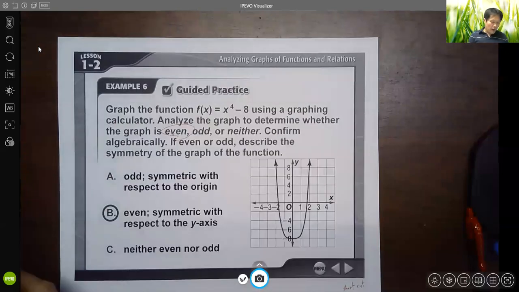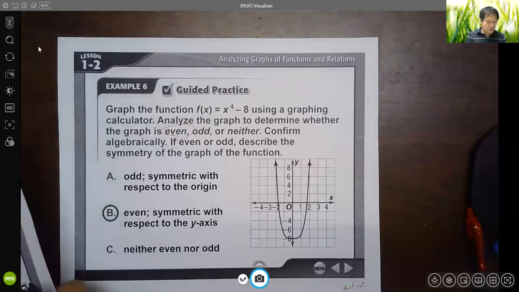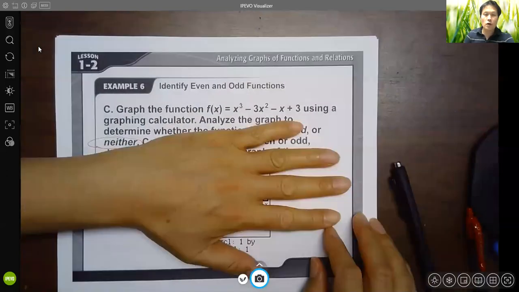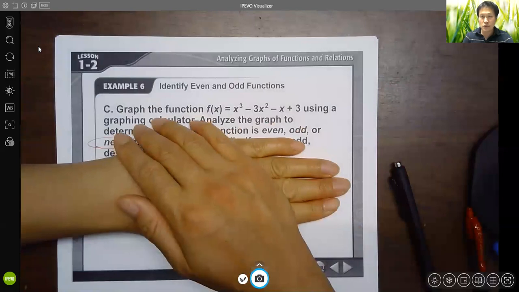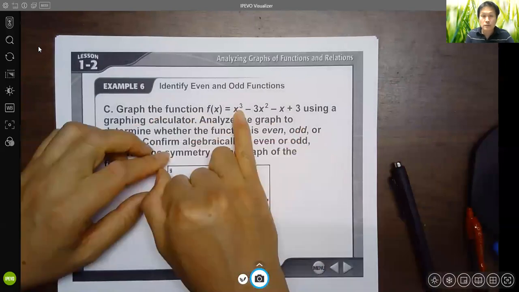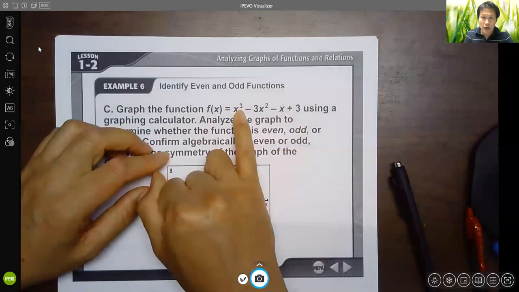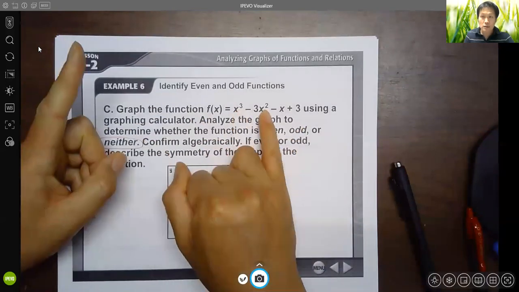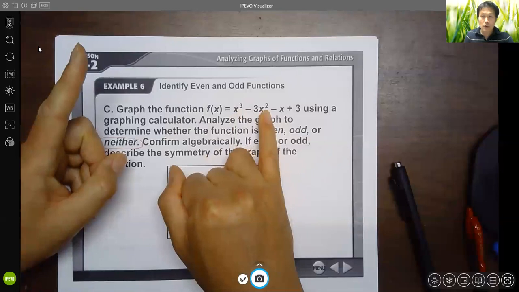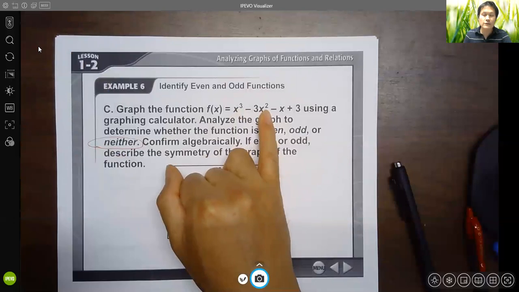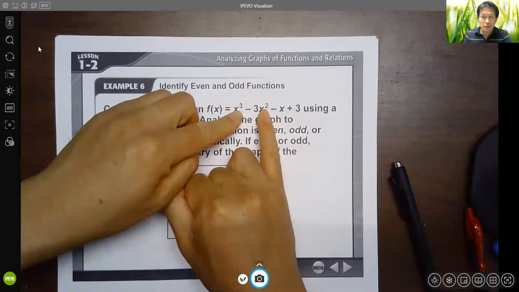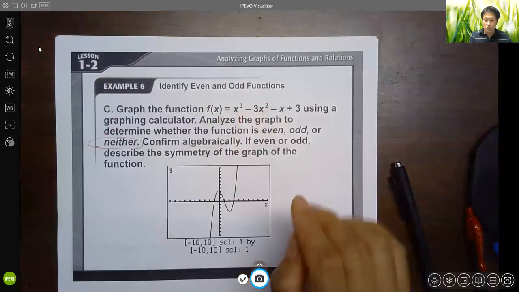Let me go back to the previous examples. So what if there was no graph here? And let's say you just need to answer even, odd, or neither. Look at the power of x. 3, odd power. Power of x, 2, even power. Okay, it should be all odd powers or all even powers. If you have an odd power and an even power at the same time, busted. That's neither.